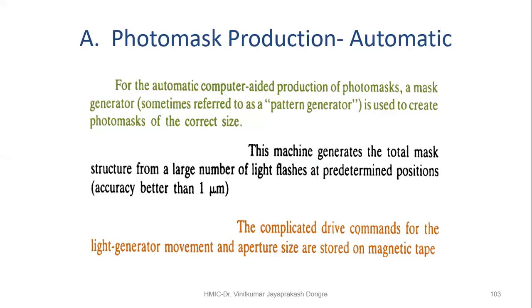Photomask production, automatic. For the automatic computer aided production of photomasks, a mask generator, sometimes referred to as a pattern generator, is used to create photomasks of the correct size. This machine generates the total mask structure from a large number of light flashes at predetermined positions, with accuracy better than 1 micrometer. The complicated drive commands for the light generator movement and aperture size are stored on magnetic tape.